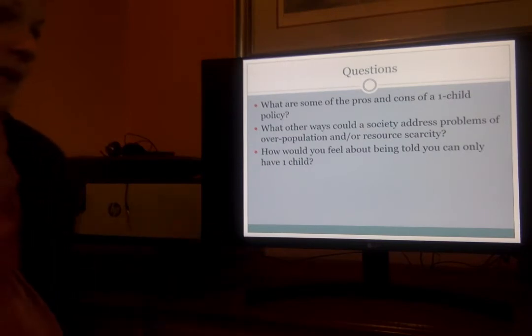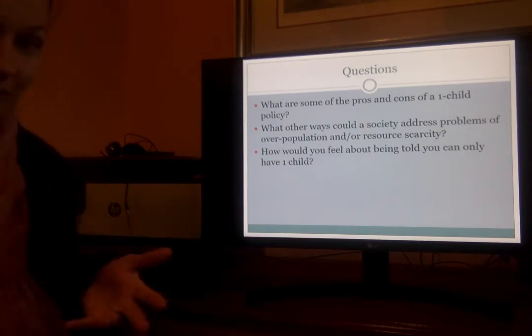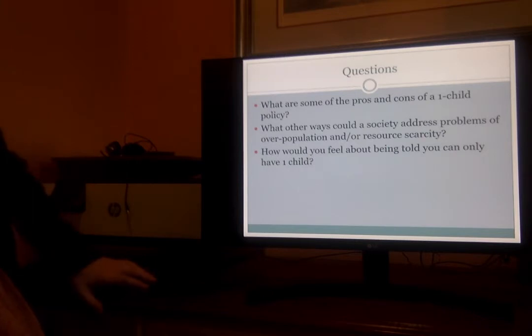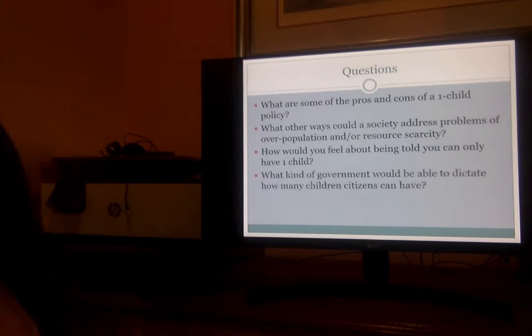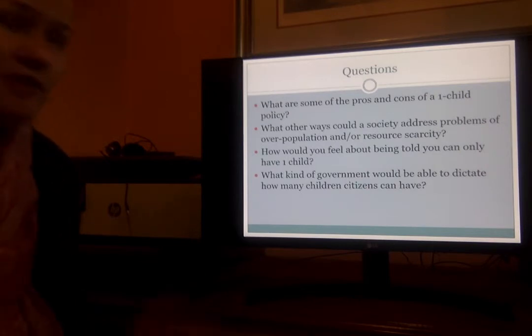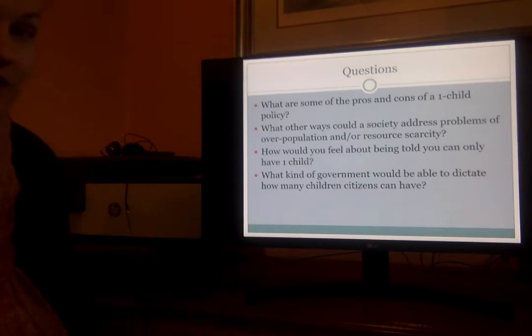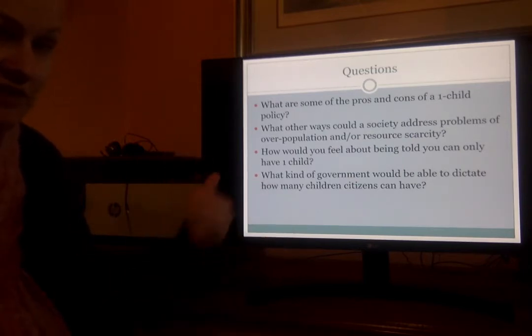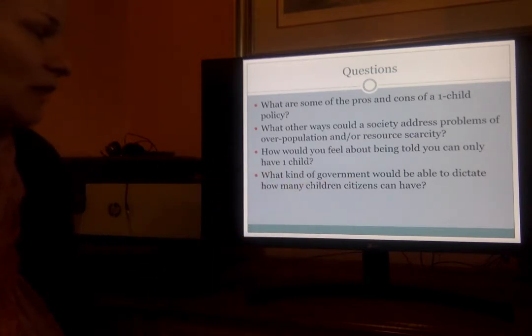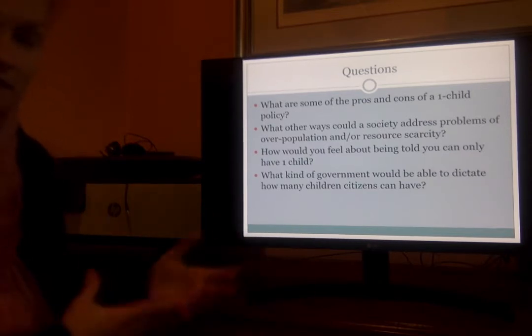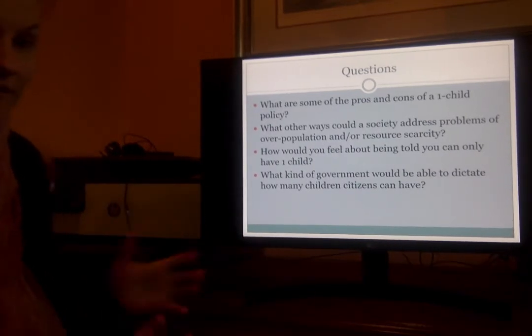How would you feel about being told you can only have one child? How would you feel about the government telling you what you could or could not do? What kind of government would be able to dictate how many children citizens can have? So certainly in our government, we have a republic democracy. Our government does not have the power. We, as the people, have not given the government the power to dictate these life choices. So our government would not have the power to do this. We would revolt, as we should, because this is not something our government has the power to do.